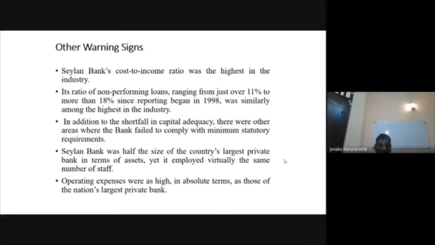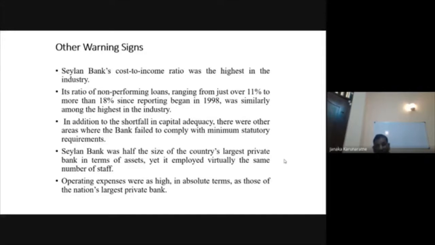Other warning signs. Ceylon Bank's cost to income ratio was the highest in the industry. Significantly high. Taking the industry, it is the highest. So this is the story told by the subsequent management. It's not just somebody else telling. The board appointed subsequent to the crisis.